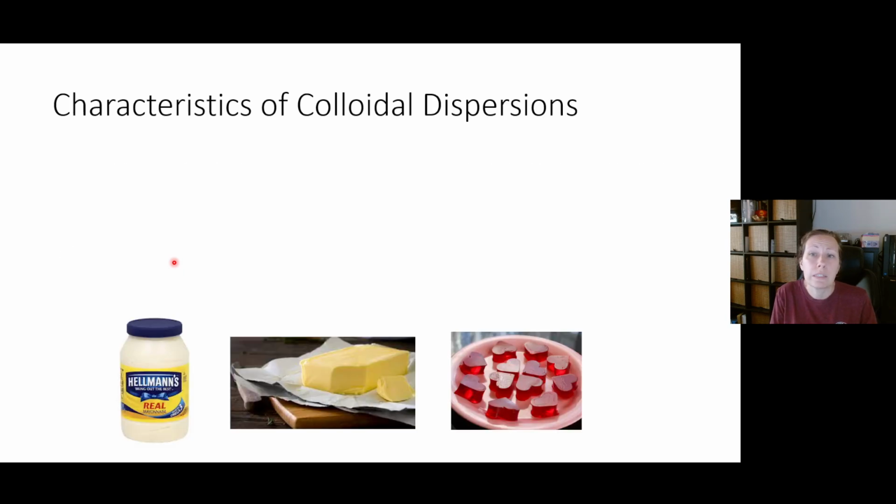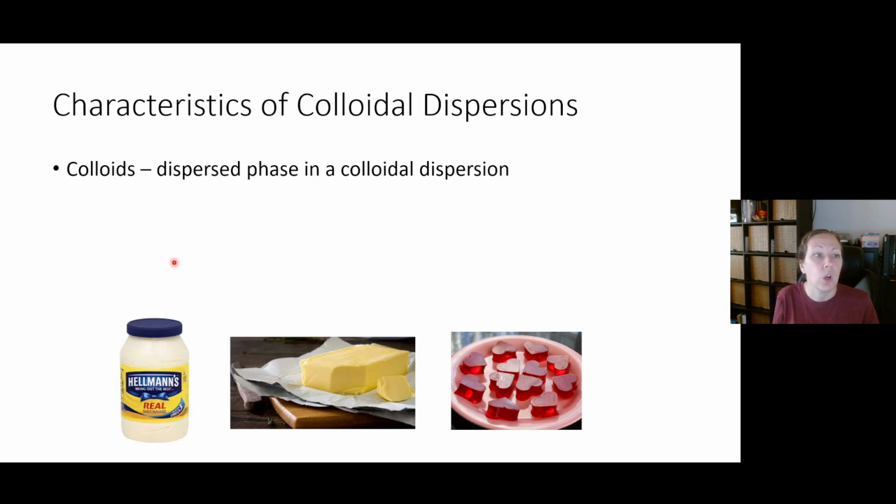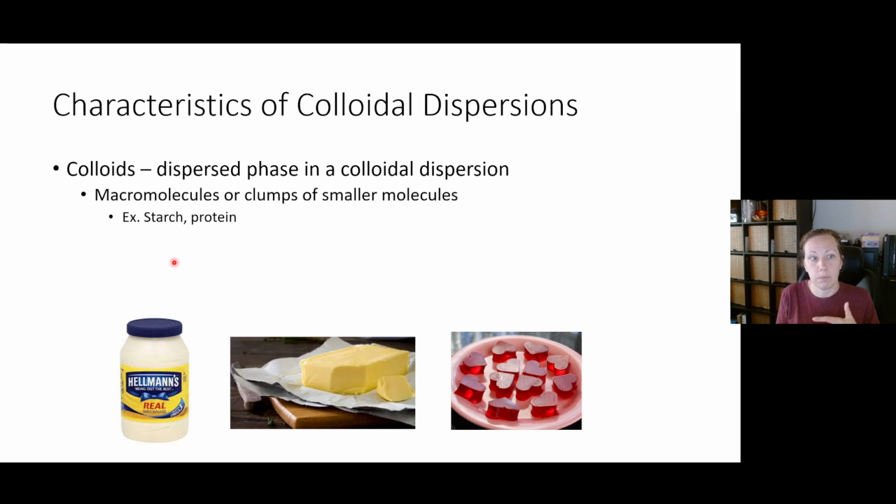Okay, so what does colloidal dispersion mean? Well, colloids are the dispersed phase in a colloidal dispersion, right? So what colloids are is they're macromolecules, so they are things like protein and fat or clumps of smaller molecules. So starches, proteins, big clumps of fat, okay? These are all the colloids. And then dispersion, it just means that those colloids are dispersed. And so they are the dispersed phase.